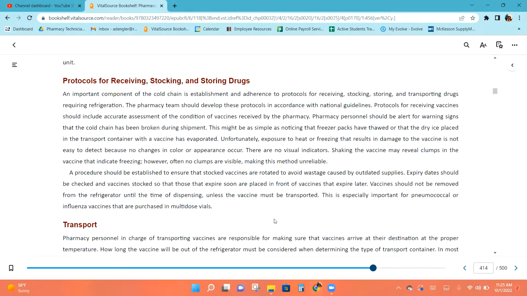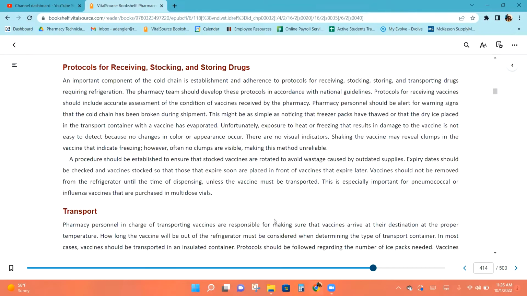An important component of the cold chain is establishment and adherence to protocols for receiving, stocking, storing, and transporting drugs requiring refrigeration. The pharmacy team should develop these protocols in accordance with national guidelines.